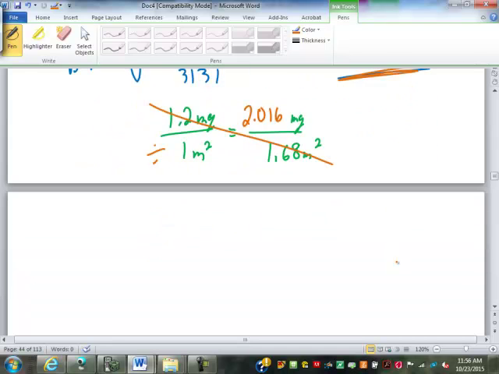Okay, I have a question. Yeah. Why is the label on there? We didn't do anything with it. Haven't done anything with it yet.